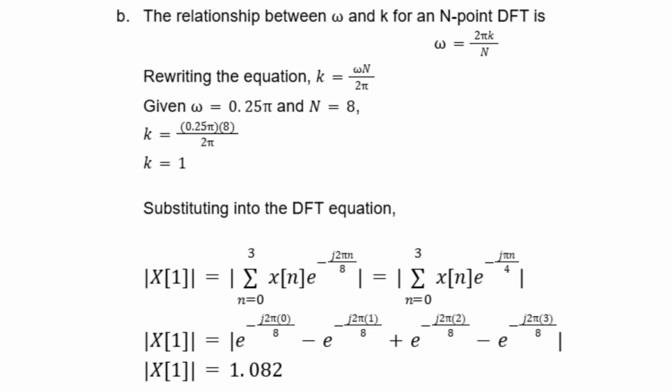For question B, we solve the same problem using an 8-point DFT instead of the DTFT. We first convert the frequency value into the corresponding DFT index using the relationship omega equals 2 pi k divided by N. Since N equals 8 and omega equals 0.25 pi, we obtain k equals 1. We then substitute this value into the DFT equation, and the magnitude is again 1.082, showing that the DFT matches the DTFT results at the sampled frequency.